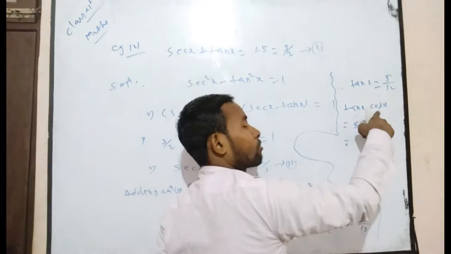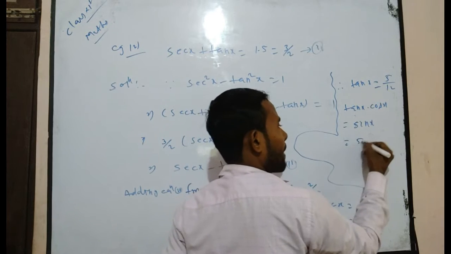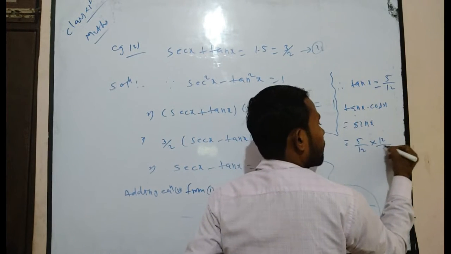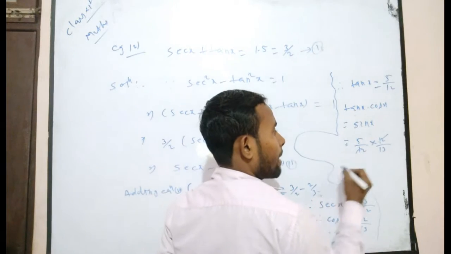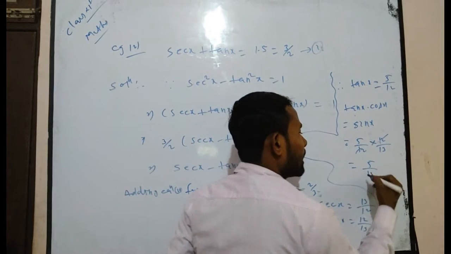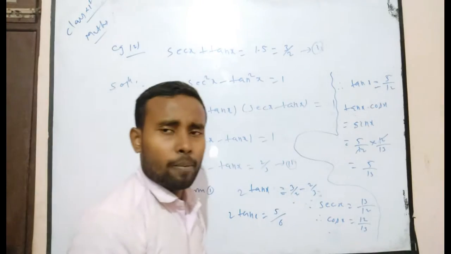Here cos x cancels, then you get sin x, and if you multiply to each other, then you get 5 by 12 into 12 by 13. Then you cancel 12 and 12 here, you get 5 by 13. Then you observe here sin x will be 5 by 13.